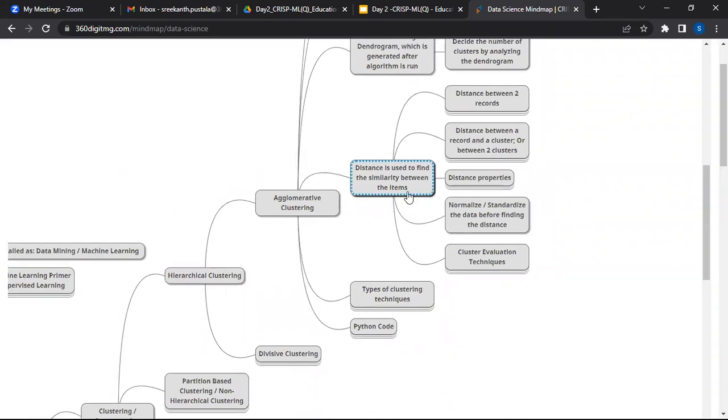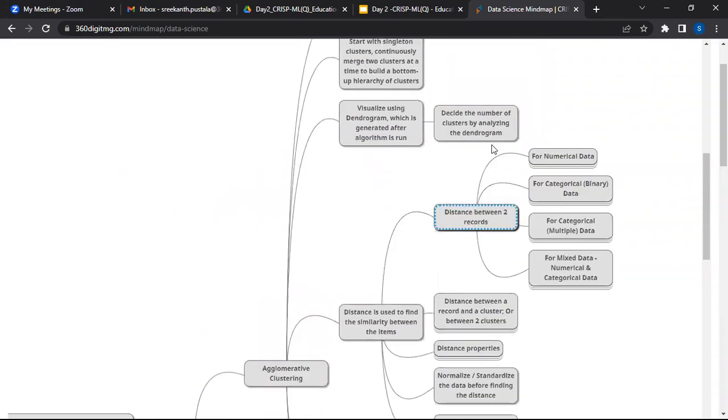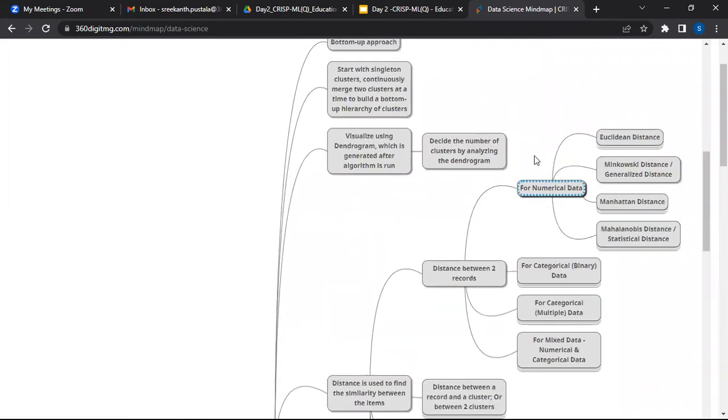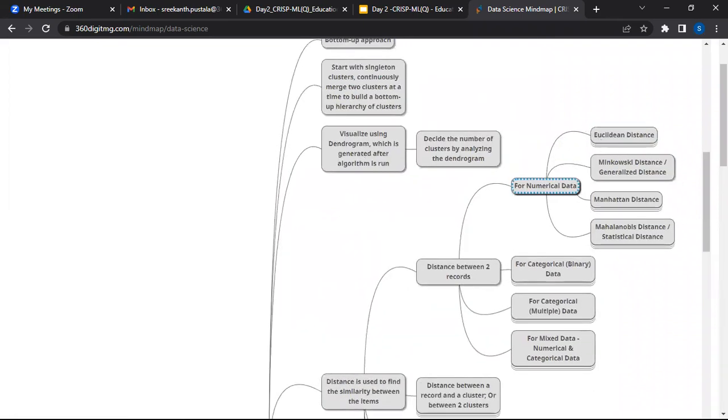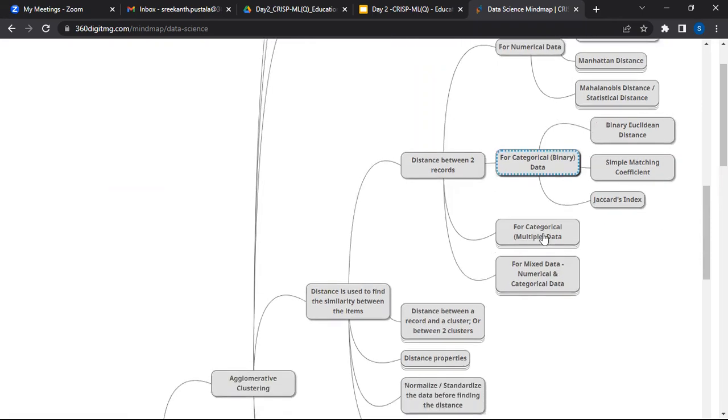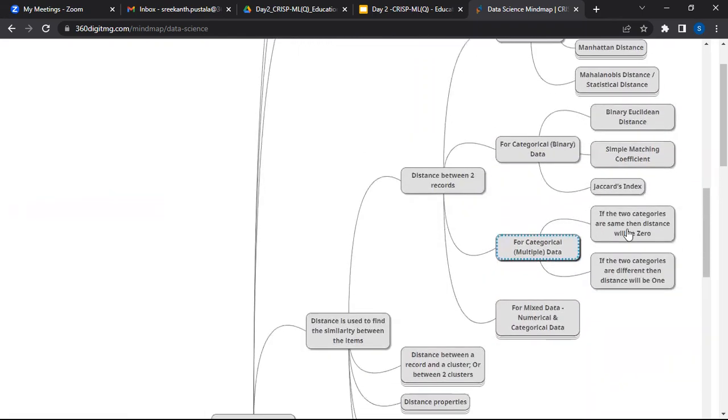We decide the number of clusters by analyzing the dendrogram, and distance is used to find the similarity between items, that is, the distance between two records. For numerical data, we look into Euclidean distance, Minkowski distance, Manhattan distance, and Mahalanobis. For categorical data, we have binary Euclidean distance, simple matching distance, and so on. For categorical, if the two categories are the same, then the distance will be 0.